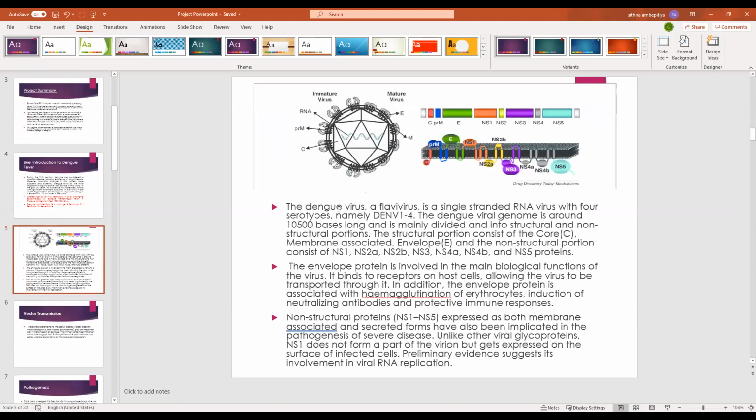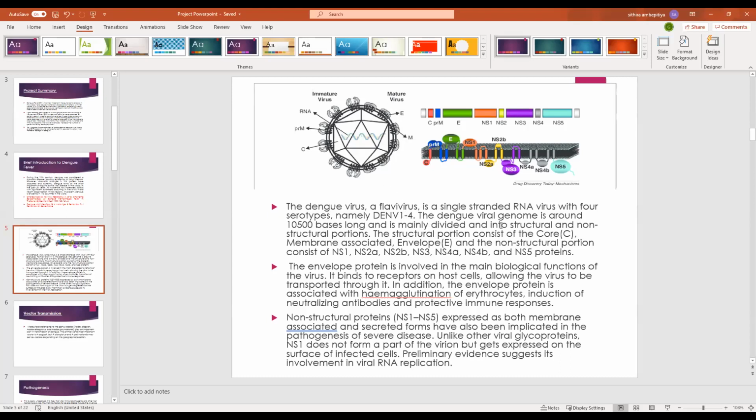The dengue virus is a flavivirus, a single-stranded RNA virus with 4 serotypes, dengue 1 to 4. Dengue 1 and 2 were the predominant ones some time ago, maybe in the 1950s and 1960s, and then dengue 3 came out and it was more virulent than the others. And dengue 4 is mostly connected with secondary infections. That means people who get dengue a second time, it's much more severe.